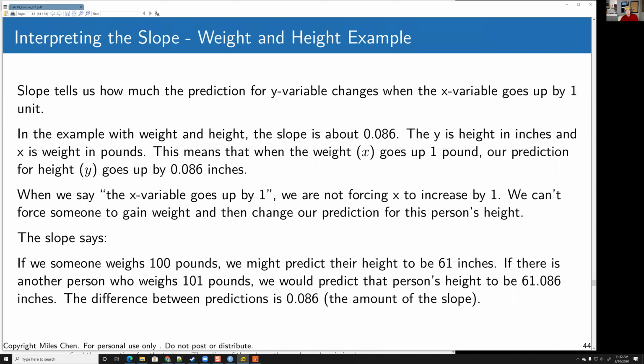So if the difference in weight is 10 pounds, if we have one person that weighs 100 pounds and another person that weighs 110 pounds, their difference in height we predict would be 10 times the slope, so 0.86. It would be 61 and 61.86, almost 62.